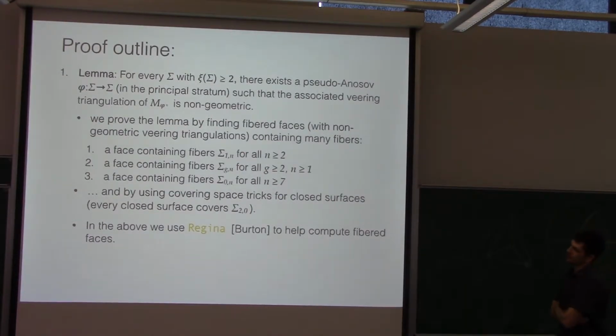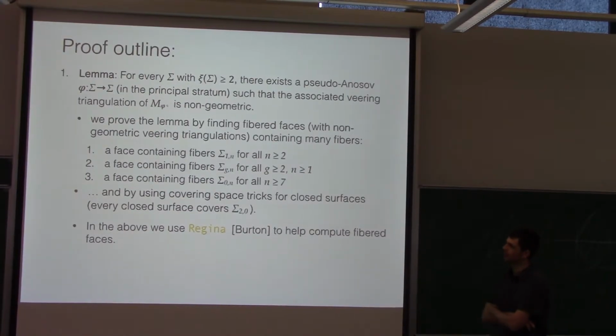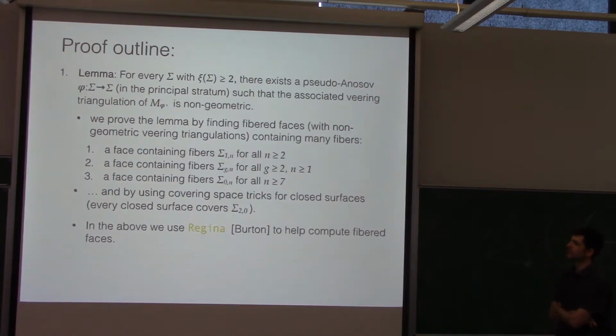And so basically what we do is we find fibered faces explicitly containing lots of fibers. We can't do it all in one face, but we don't need that many. First we find a face containing fibers sigma 1n for all n greater than or equal to 2, which also has a non-geometric veering triangulation, and its monodromy is in the principal stratum. And we find a face containing all the fibers of genus greater than or equal to 2, and all of the punctured spheres with 7 or more punctures. Then for the 5 and 6 punctured spheres, we just have to do those individually. And then closed surfaces we take care of using covering tricks.